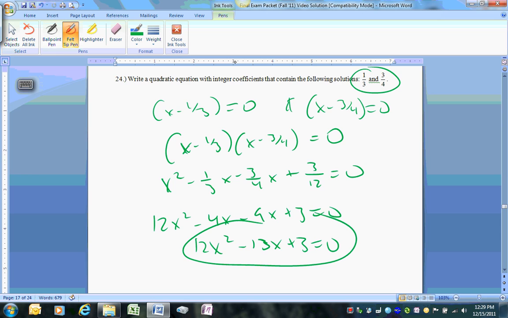And remember, we want integer coefficients, so integers, no decimals. Just positive or negative numbers that don't have decimals. Or 0 obviously counts as an integer too, I guess. But yeah, that's what we have for that one.